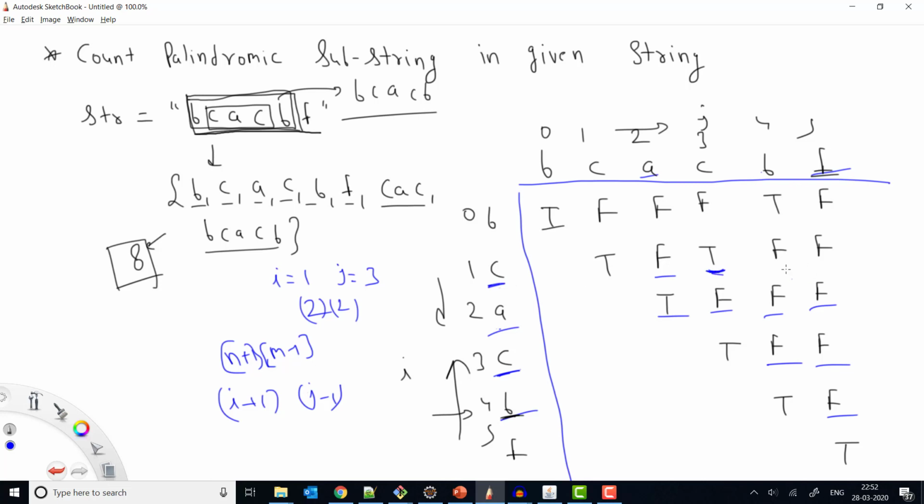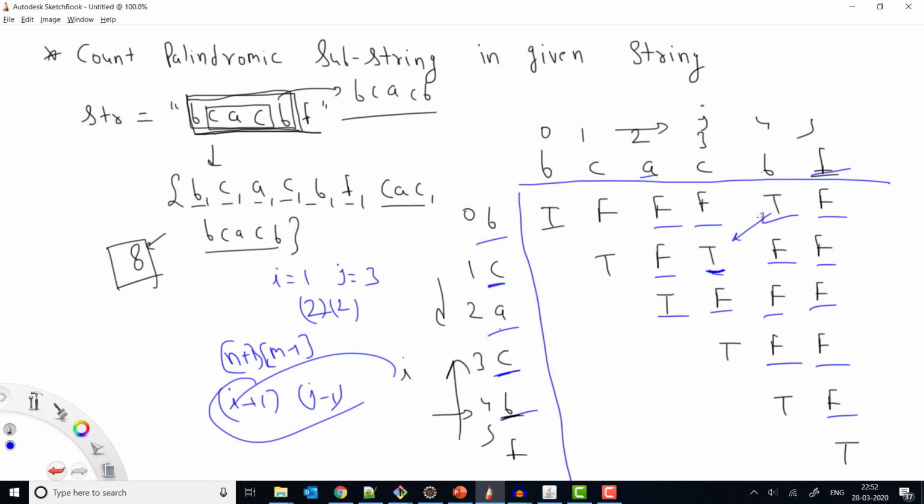Now are C and B equal? No, false. Are C and F equal? No, false. Now check with this one, F. Sorry, this B and C are equal? No, false. B and A are equal? False. B and C are equal? No, false. B and B are equal. If B and B are equal, then we check with the diagonal value, I plus 1 and J minus 1. So this is true, yes. So if it is true, we will also set it true. And at the last, B and F are not equal, so it is false, right?